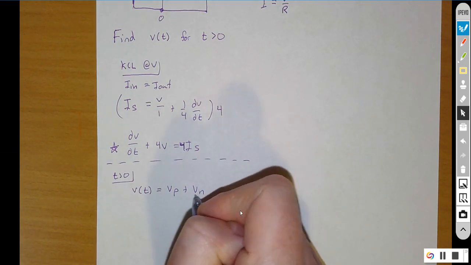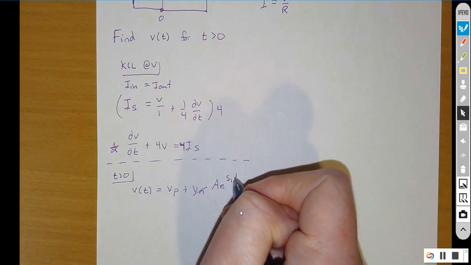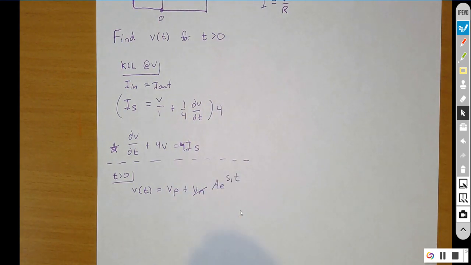We know that v natural will have the form a e to the s1 t. So our goal is to find v particular, a, and s1. We're always going to find the constant of integration a last. So we're going to find s1 and v particular. Generally I will start with finding s1, because s1 is pretty easy, so we'll start with s1.